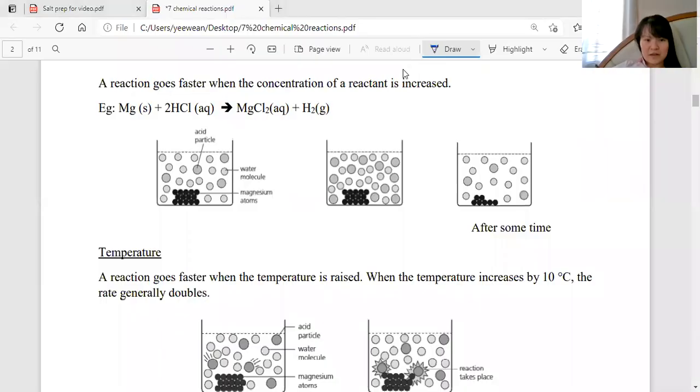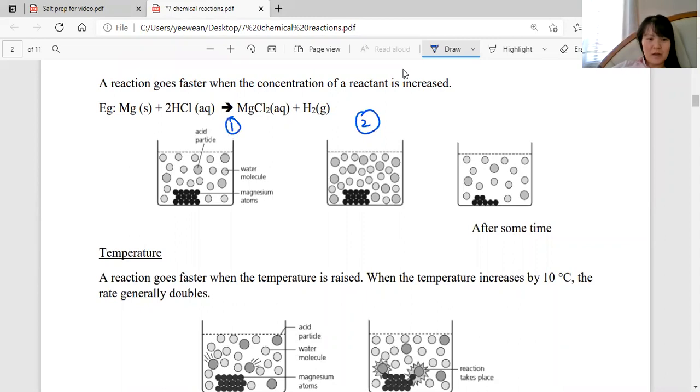Why does a higher concentration give you a faster rate of reaction? So we look at the 2 beakers here, beaker 1 and beaker 2. In beaker 1, there is less of the big acid particles, and the smaller ones are the water molecules. The acid particles need to collide with the magnesium atoms in order to react. So the more collision, the faster they react, the higher the rate of reaction. In the first beaker, there's fewer of these acid particles.